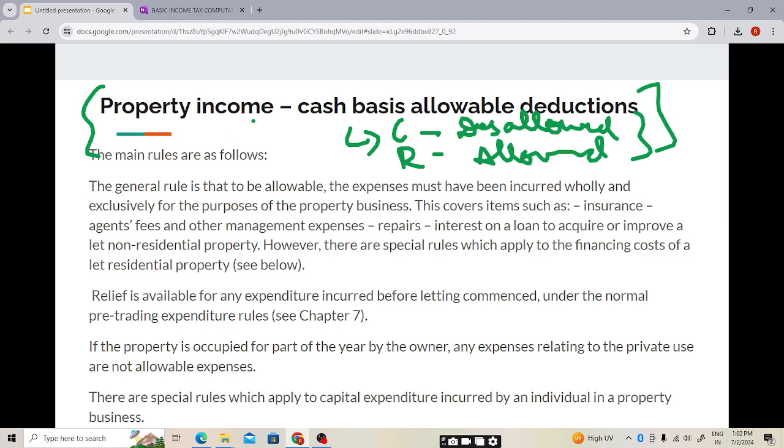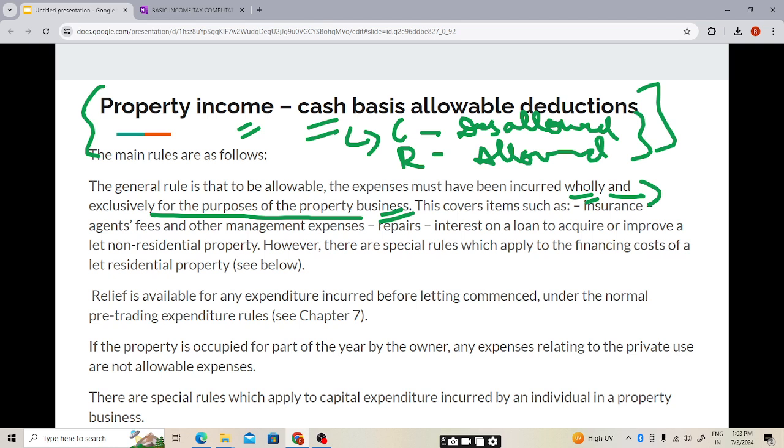What the property income under the cash basis says is, whatever expenditure you are incurring must be wholly and exclusively incurred for the purpose of the property business. To run that property business, you are wholly and exclusively incurring those expenses. Wholly means particularly to that property. For property 1, whatever expenses you incur, you will reduce from that. For property 2, from property 2 income.